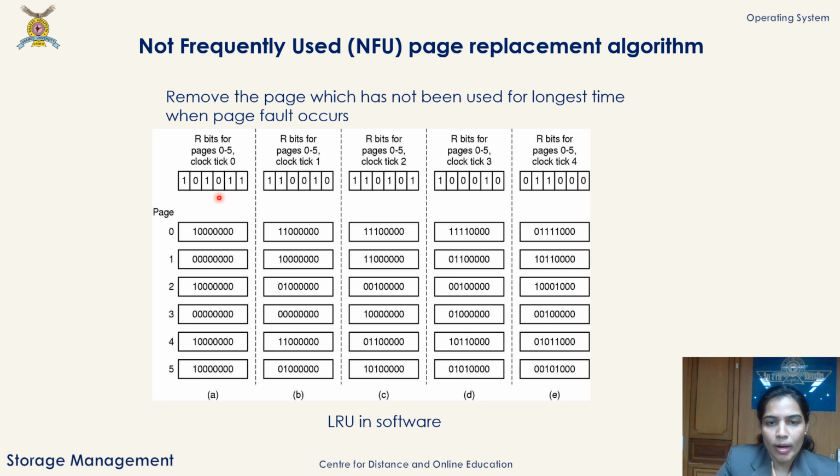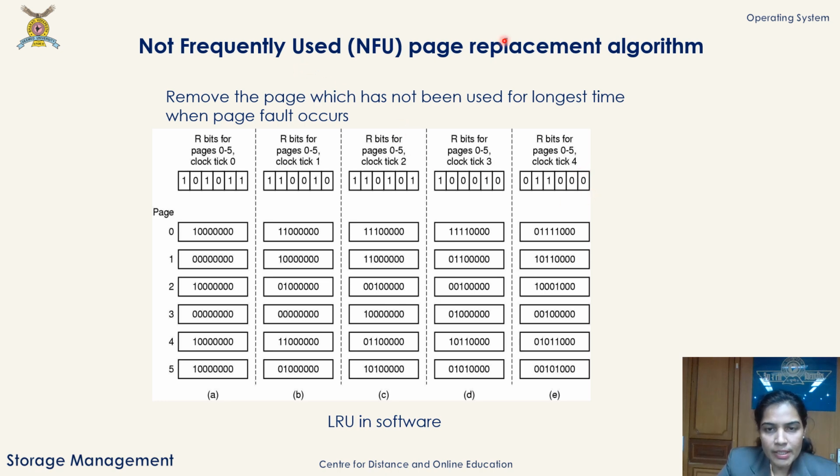The next is not frequently used page replacement algorithm. Here we'll see a version of LRU, how LRU is implemented in software. So in this algorithm, each page has its own software counter which is initialized to 0. Now you can see the diagram. There are 5 clock ticks: clock tick 0, clock tick 1, 2, 3, 4.